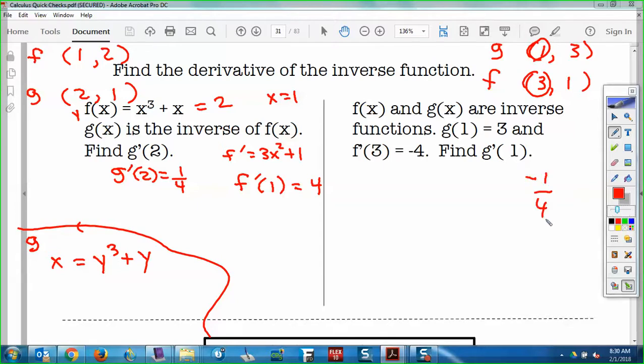So we're going to have -1/4. Right? Now, it looks like a really confusing problem because they tell you this, but then they tell you this. You're like, why is that helpful? They tell me g of 1 is 3. They want g prime of 1. And they tell me this thing. Why is that helpful? Well, it's helpful because of this right here.